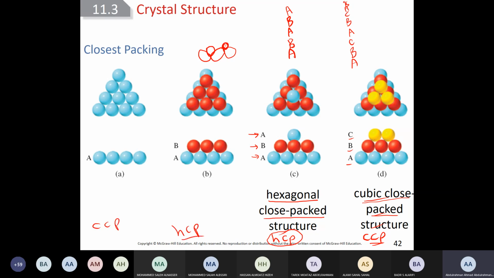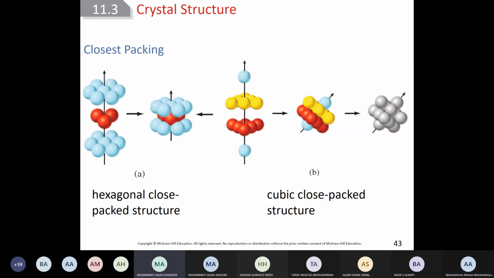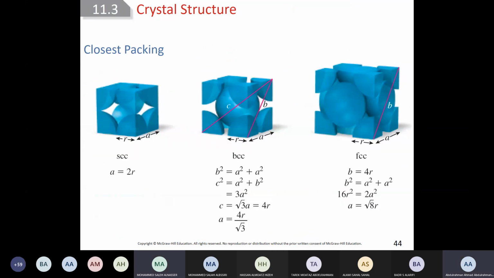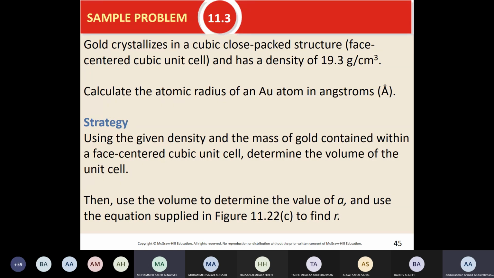What's HCP? Hexagonal close packing. How about CCP? Cubic close packing. Good. All right. We talked about this. We solved this problem last time, but very quickly, I'm not going to solve it. You should solve it right now.